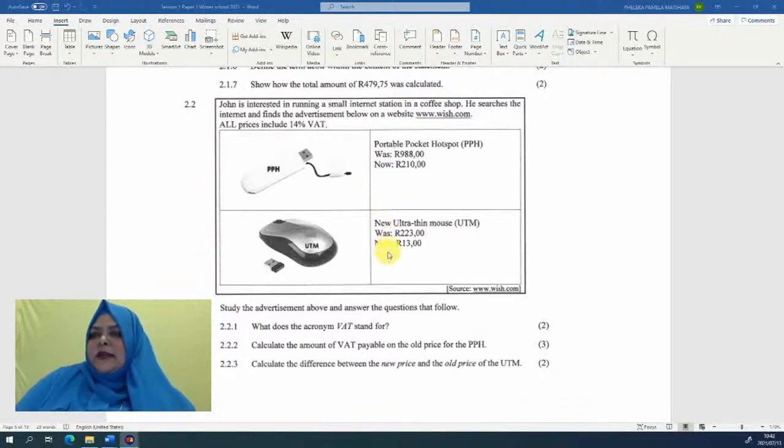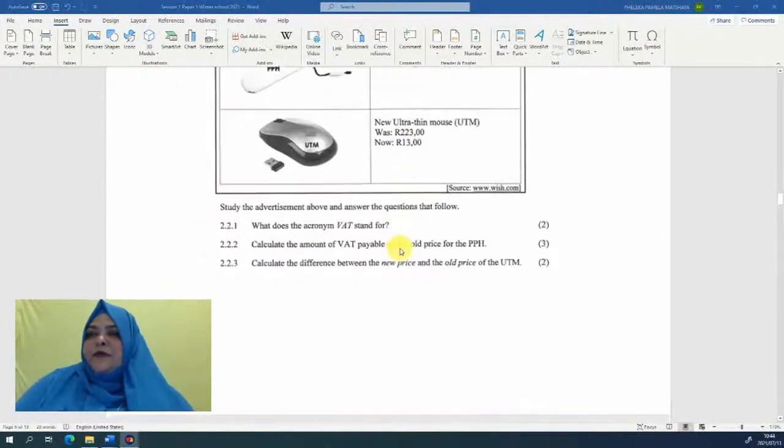Next item he looks at is the new ultra thin mouse, UTM. It's like USB, but it's UTM. Was 223 rand. Wow, look at the bargain. It's now selling for 13 rand. Wow. Okay. So, let's look at the questions. It says, study the advertisement above and answer the questions that follow.